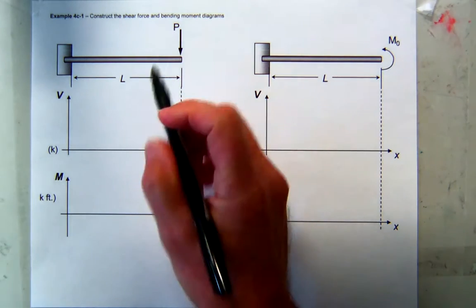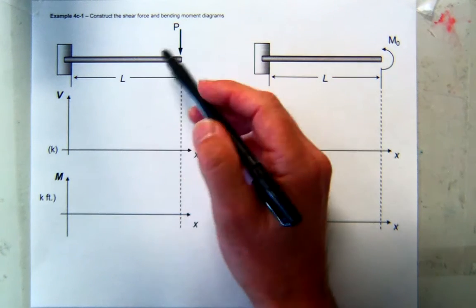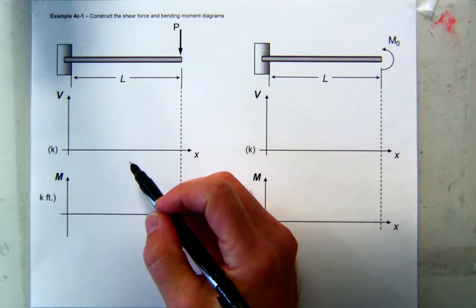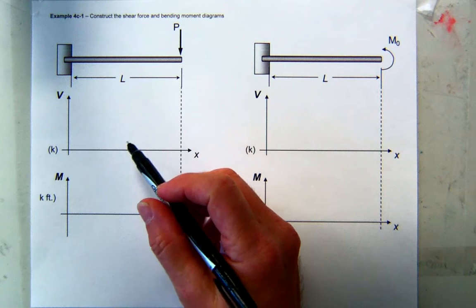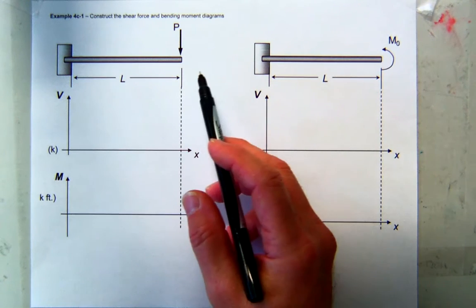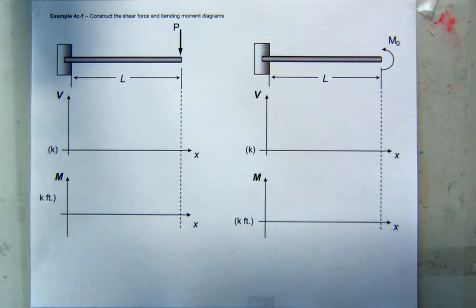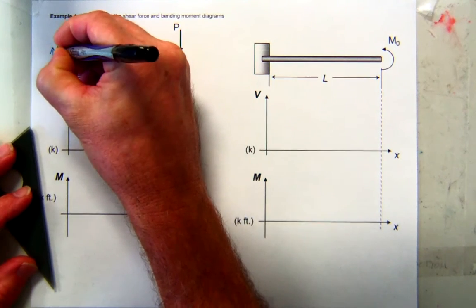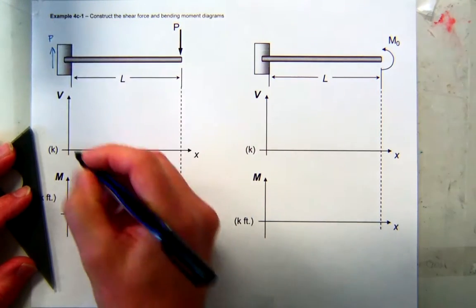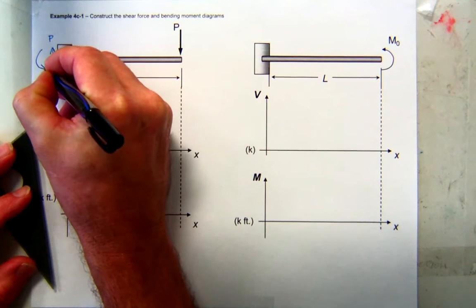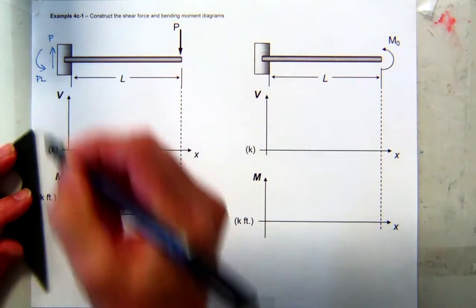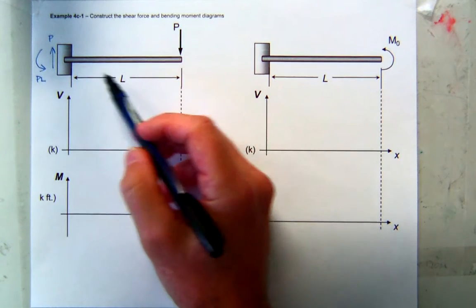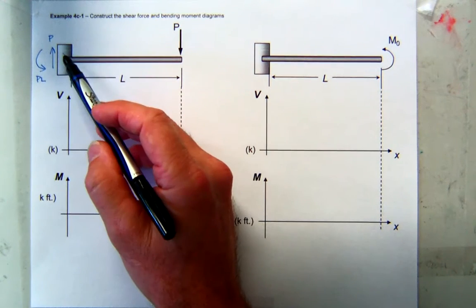So let's look at drawing the shear force and bending moment diagrams for these two structures using our graphical technique. Now, just to speed things up a little bit, I know you guys can do this, but I'm going to go ahead and write that I know the reaction force here is P, and the reaction moment here is PL. If you don't see that, you can quickly draw the free body diagram for this structure and assume that.